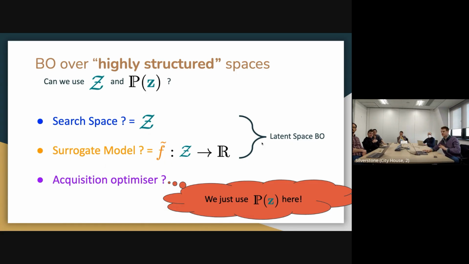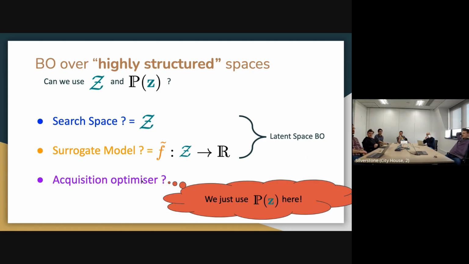What we're going to propose is that we don't do any of that, and we instead just use some notion about the distribution of the latents to help us optimize our acquisition function. But we'll get to that later on. Do people have questions so far about this setup with the latent space optimization? What do you mean by this? Just use p(z) here? Yeah, we'll get to that.